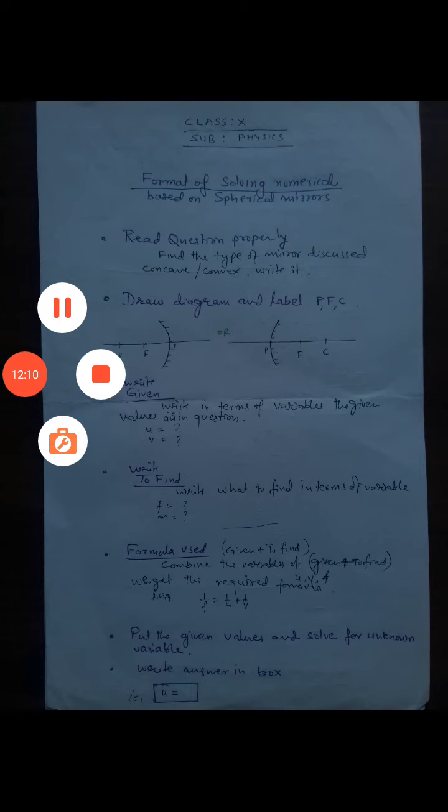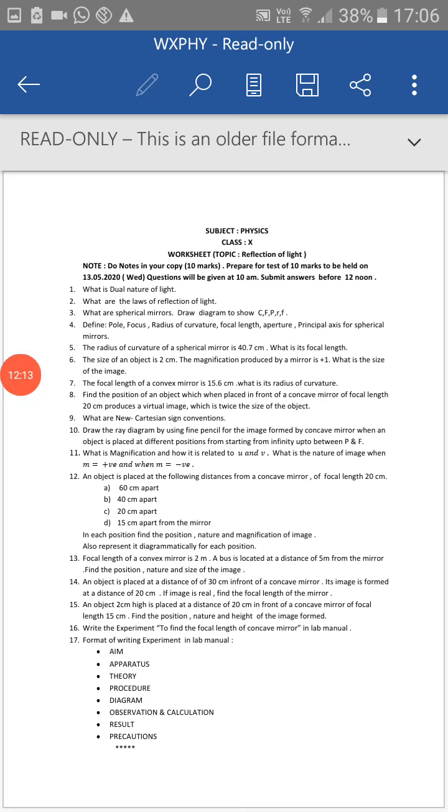Now based on this you have to solve the worksheet which is given here on the topic reflection of light for spherical mirrors. So these questions you have to write in your copy. As you have been doing the notes in your copy, all these will carry internal marks, and one test will be taken based on whatever you have understood in this chapter till date. The date is given here. You can read this, understand the questions and solve them in your copy.